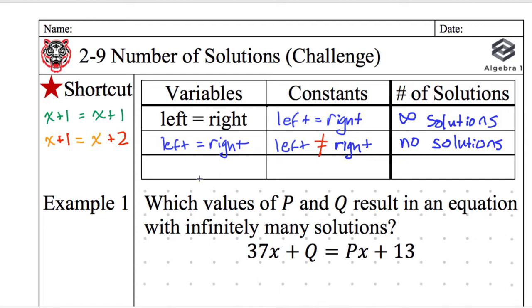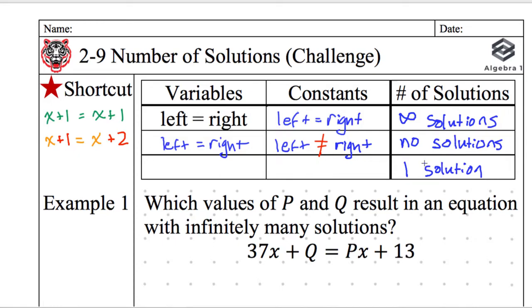All right. And this is going to be for XP as well. I know that the last one is going to be one solution. But now what do I need to write here for the variables? Should it be left equals right? Should it be something else? What should I be writing in order to only get one solution?